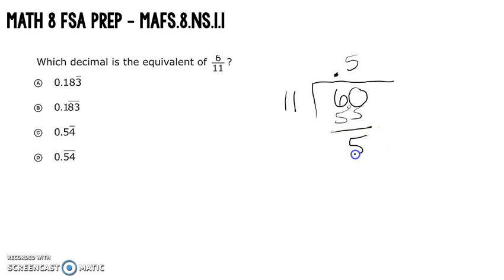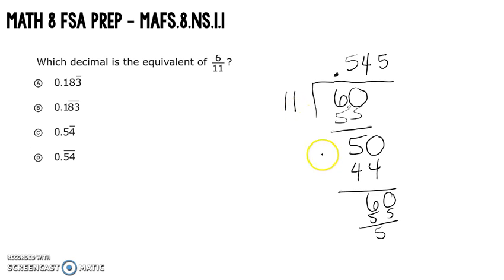Well, again, 11 is not going to go into 5. So if I add a 0, 11 does go into 50 4 times. That would be 44. So 50 minus 44 is 6. And look what's going to start happening. 11 does not go into 6, but it does go into 60 5 times. And we're going to be continuing this pattern. 11 does not go into 5, but it does go into 50 4 times. So if you look, this 54 is going to start repeating itself. So because the 54 is repeating itself, D would be our answer.